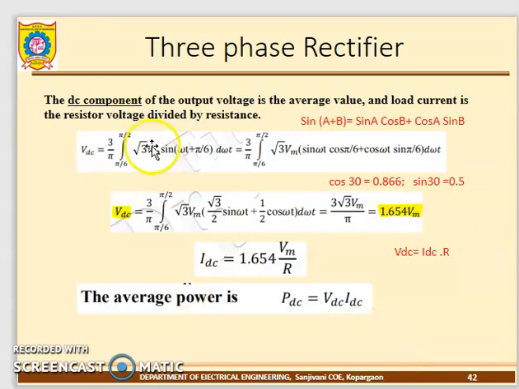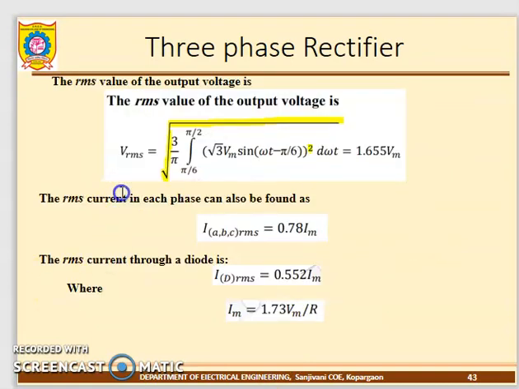Next, I will substitute the first step. What is step number 1? Conduction from 30 degrees to 30 plus 60, 90 degrees, so pi by 2. I will substitute it, take the integration, then substitute the formula A sin A plus B, and then substitute the values, and my answer is this, the IDC. You will go ahead like that. VRMS means the square root of the V average squared. So you can look at it and see.